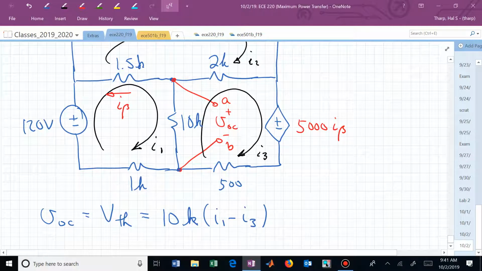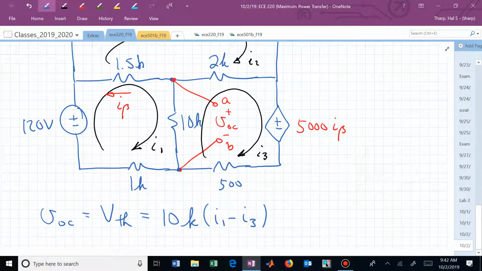Now I'm saying that if I can compute I1 and I3, I can get half of my problem solved because I need V open circuit, and then I need what? I'm doing the direct method of finding R Thevenin. I'm finding V Thevenin, and then I'll need to find I short circuit. So I'll short A and B in the second piece of this analysis and compute R Thevenin from V Thevenin over I short circuit.